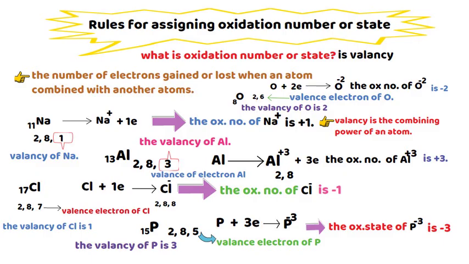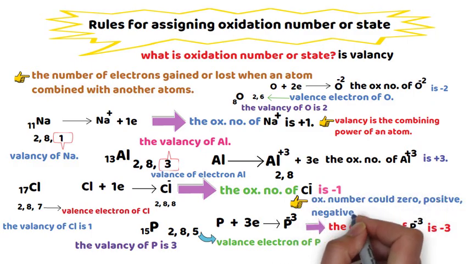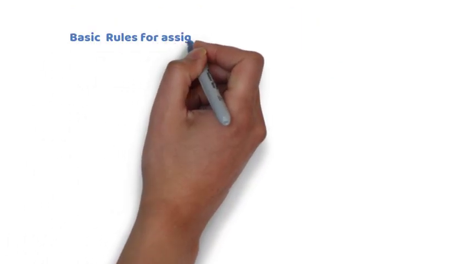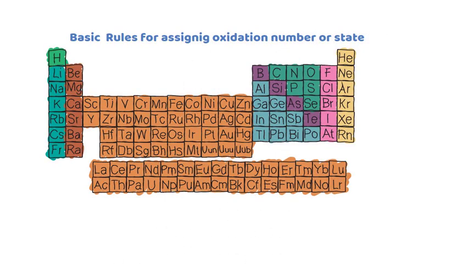Valence is the combining power of an atom. Therefore, oxidation number is related to the valence of an atom. Oxidation number could be 0, positive, negative, or a rational number. Basic rules for assigning oxidation number or oxidation state. There are 118 elements in the modern periodic table.